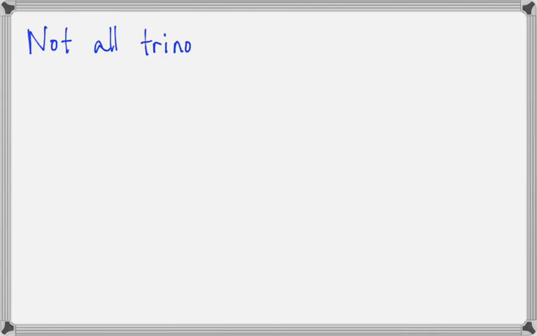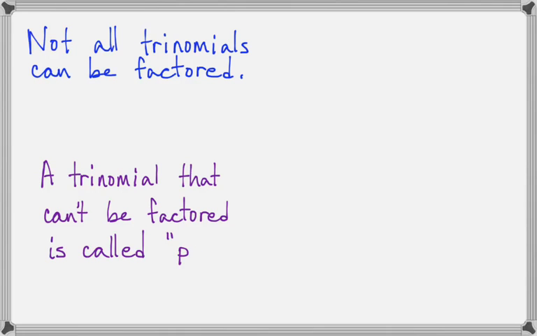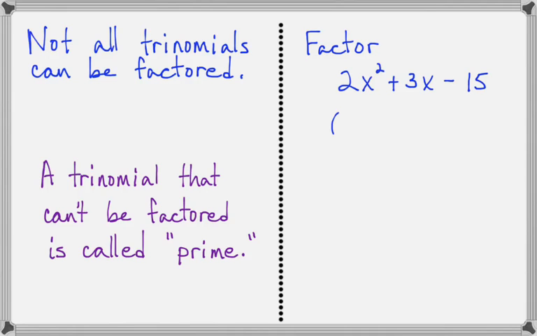Now, not every trinomial can be factored. Some cannot. And if we can't factor a trinomial at all, we've tried all the choices and nothing will work, then we call that trinomial prime. Prime means it cannot be factored. So let's try out 2x squared plus 3x minus 15. So I know that first times first has to be 2x times 1x, and I know that the signs need to be different.